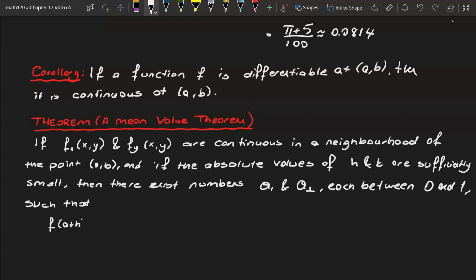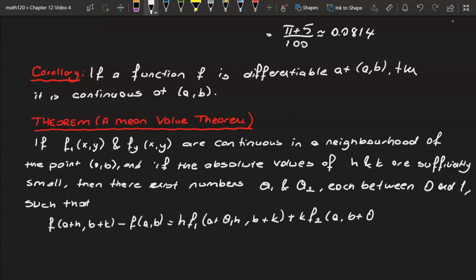f of (a plus h, b plus k) minus f of (a, b) is h times f sub 1, the partial derivative of f with respect to the first coordinate, at (a plus delta 1 h, b plus k), plus k times f sub 2 at (a, b plus delta 2 k). Okay, here we have such an equality.